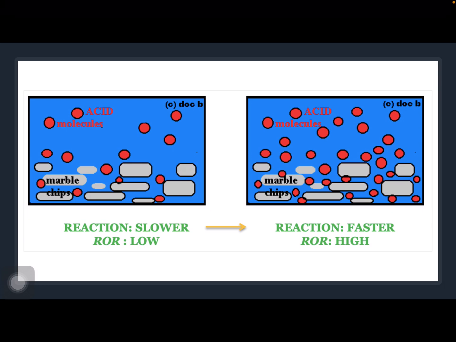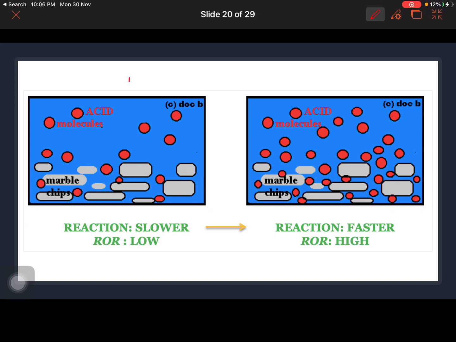Okay, ini diagram untuk yang concentration tadi. Okay, when you have, let's say ini adalah yang low concentration. Dan ini yang high concentration. Okay, so bila high concentration, dia lagi banyak number of particles per unit volume. So, molekul asid ni lagi banyak dia punya bilangan dia. So, bila lagi banyak bilangan dia akan jumpalah dengan marble chips lagi kerap. Maka collision dia tu akan bertambah. Frequency of collision increases. Frequency of effective collision pun increases juga. So, the rate of reaction higher.